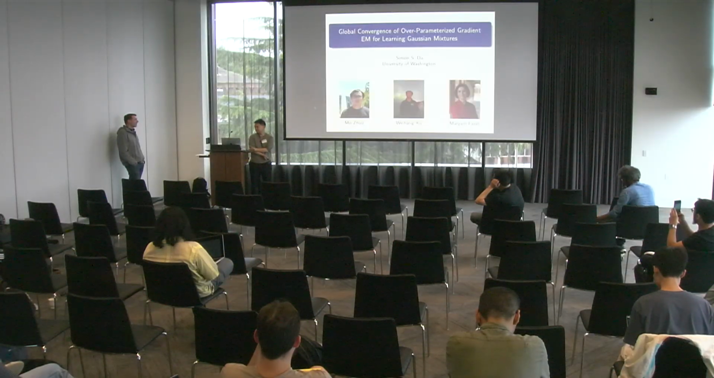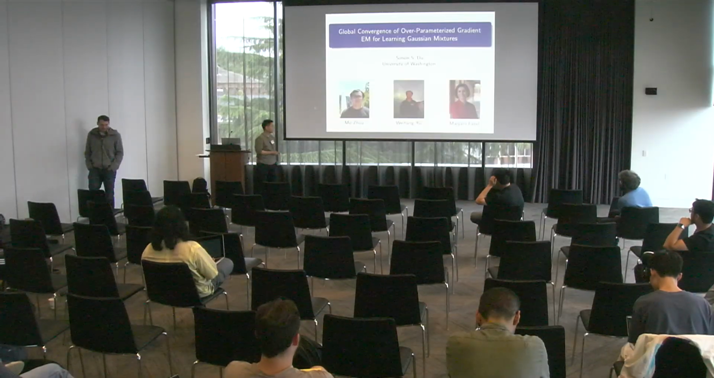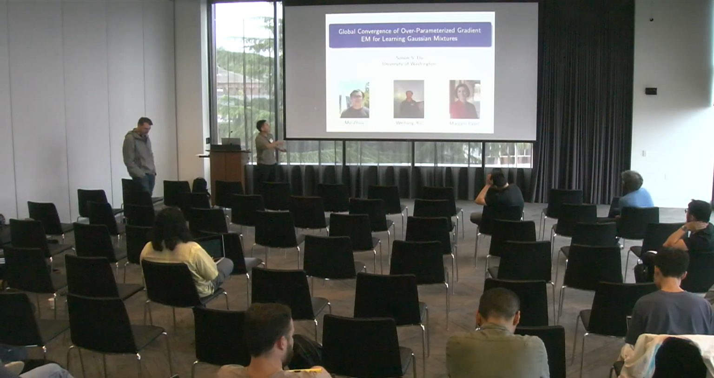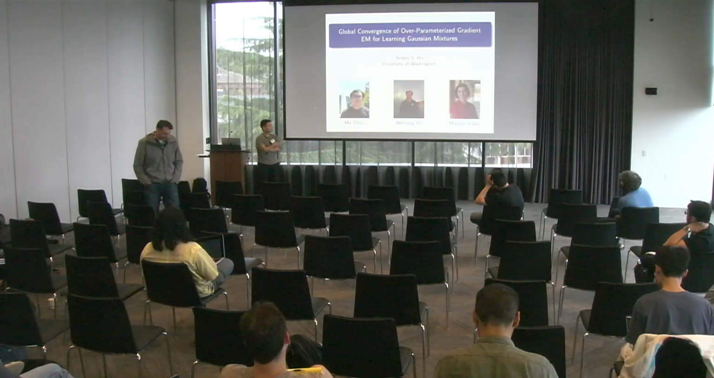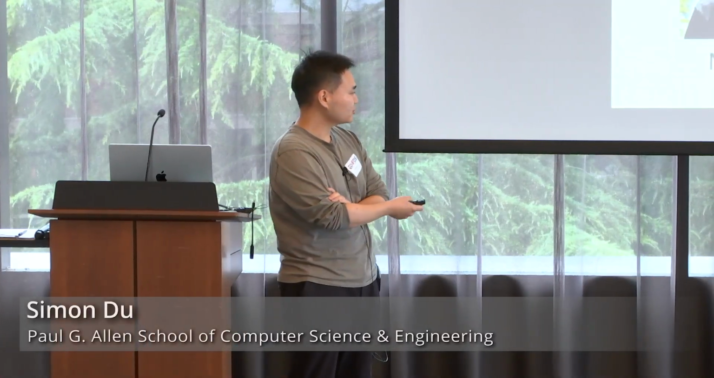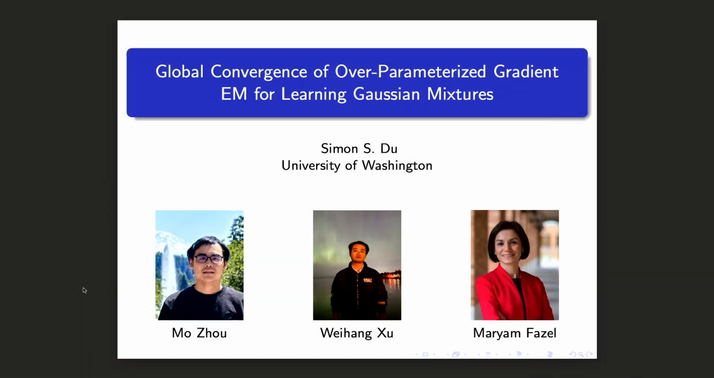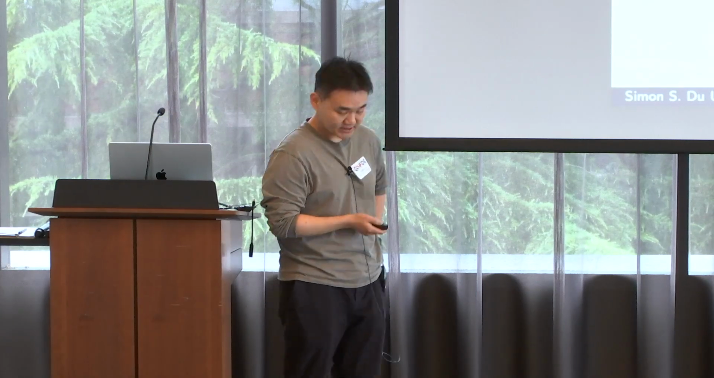So today I'm going to talk about a classical problem, learning Gaussian mixtures with a classical algorithm, EM, or expectation maximization, and basically we show it actually works. It's a joint work with Mo, who's my postdoc, Wei Hang Xu, my PhD student, and Mariam. Mo and Wei Hang are both co-advised by Mariam and myself. All right, so let's get into it.